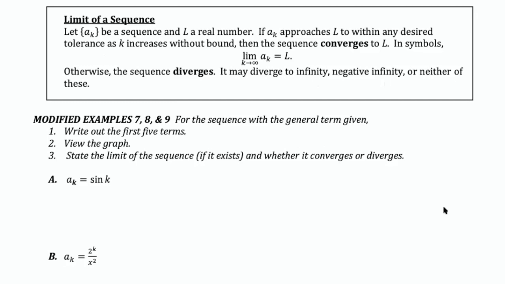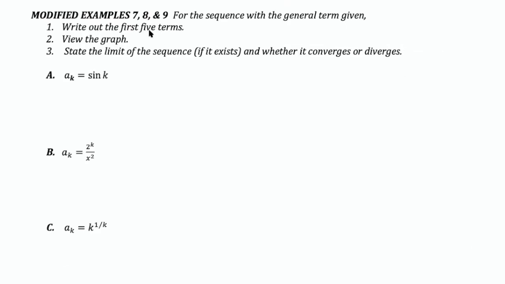We're going to once again do a modified version of the textbook examples. I've modified the directions here, and these are going to be the directions I'd like you to use on the homework assignment as well. For the sequence with the general term given, write out the first 5 terms, view the graph, and then state the limit of the sequence if it exists and whether it converges or diverges. So we'll begin by listing the first 5 terms.